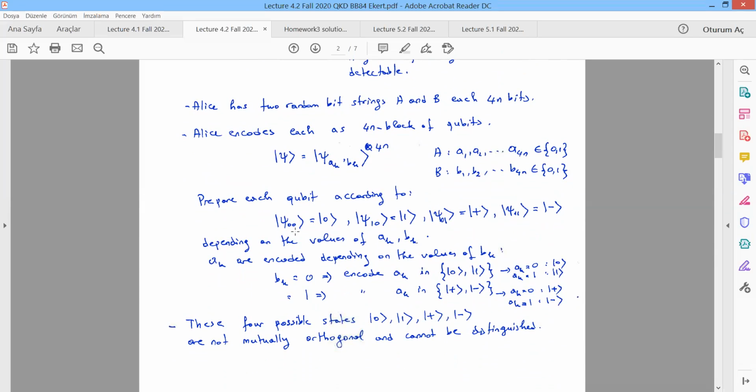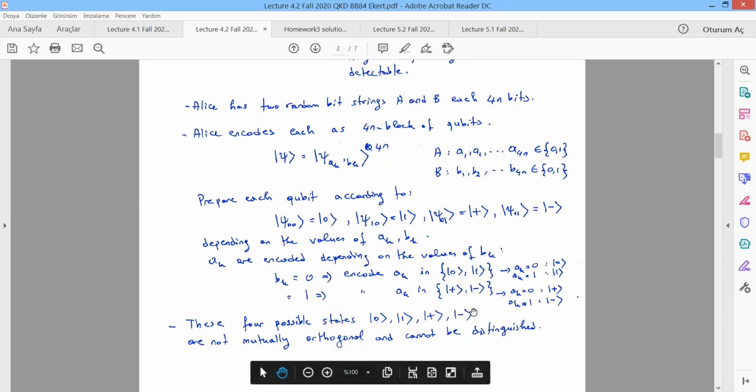So if A sub k and B sub k are 0, 0, she encodes her qubit as ket 0. If A sub k and B sub k are 1, 0, she encodes her qubit as ket 1. If A sub k and B sub k are 0, 1, she encodes her qubit as ket plus. And if A sub k and B sub k are 1, 1, she encodes her qubit as ket minus. So depending on the outcome of these two random variables, A and B, she encodes her qubits.